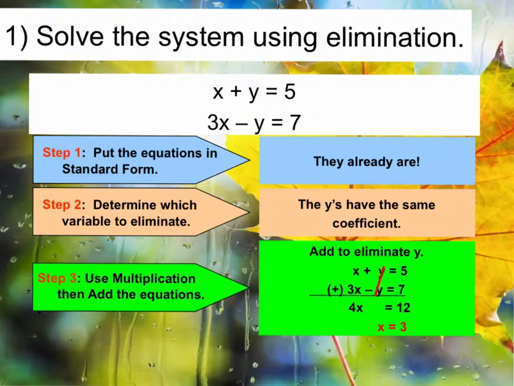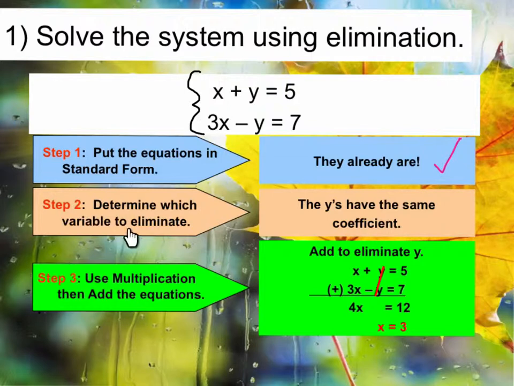Here we have our system of equations, and we need a curly bracket there. So there's your curly bracket to demonstrate it's a system. Step 1 asks us to put the equation in standard form. And guess what? They already are. So step 1 is done for us. I always like when that happens.